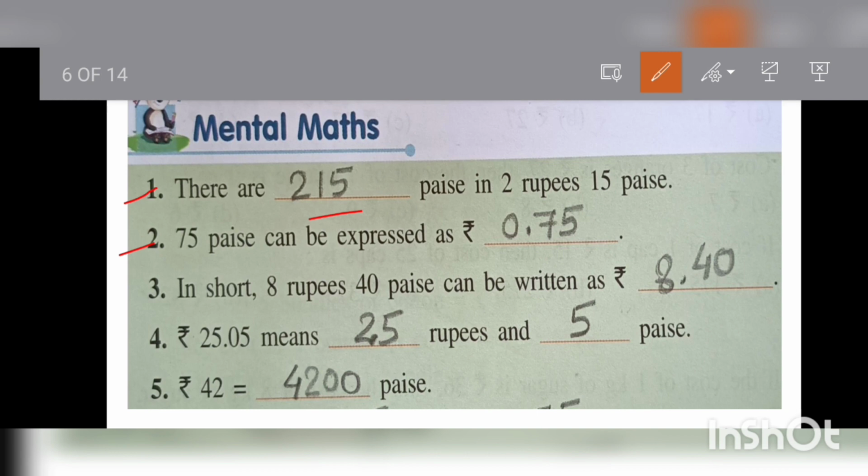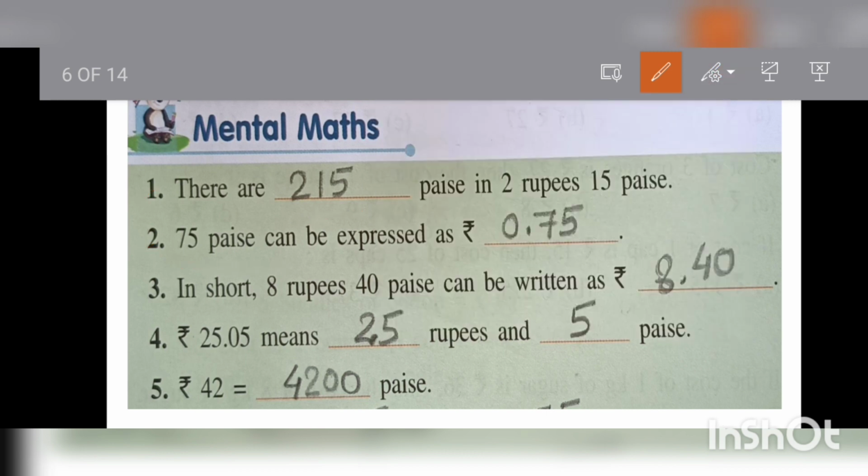We have to express this 75 in rupees. Okay, so we learned one thing, that to convert paise into rupees we have to put the dot before the second digit from the right. Okay, if you see it is 75, so the second digit from the right is 7. That's why we have to put the dot before the second digit from the right to convert this paise into rupees. Okay, so your answer is rupees 0.75.